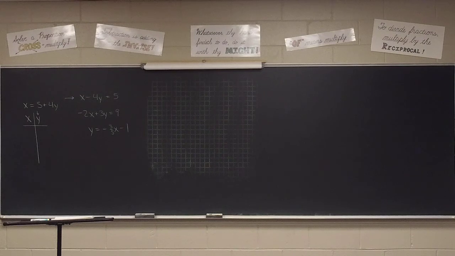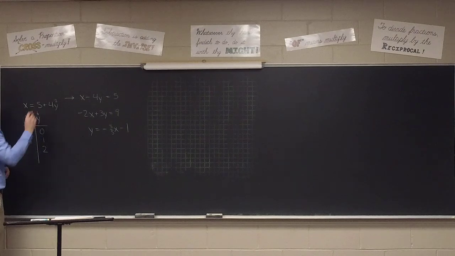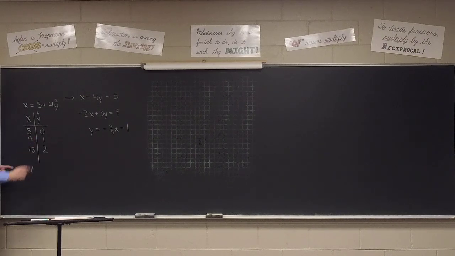And normally I like to pick which values for my Y: 0, 1, and 2. And so if I plug in a 0, class, I'm going to get X equals 5. 5 plus 4 times 0, 5 plus 0. If I were to plug in a 1 right here, class, I would get 9. I could probably fit a 9 on my graph, probably. If I put a 2 right here, class, I would get 13. I almost never can fit that on my graph, so let's not use that.